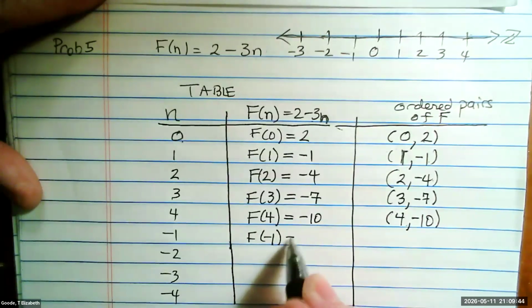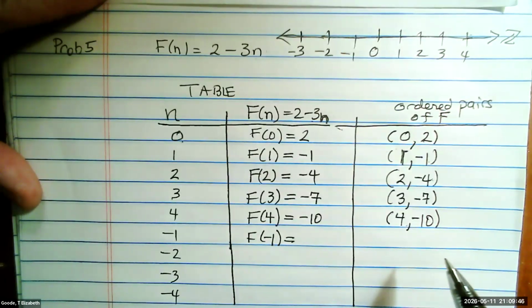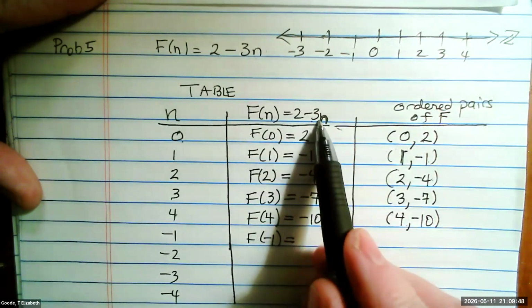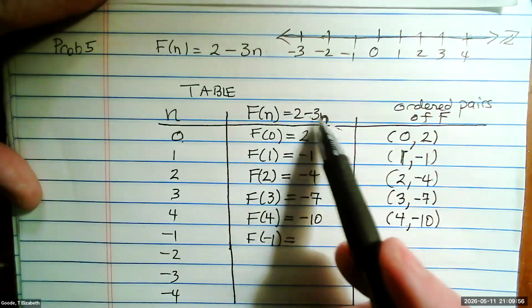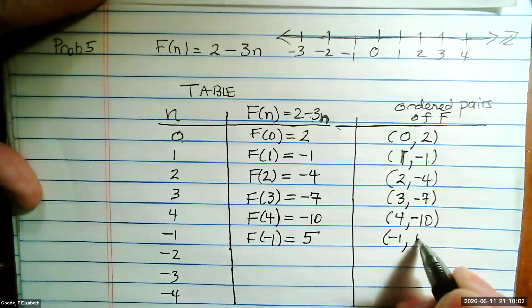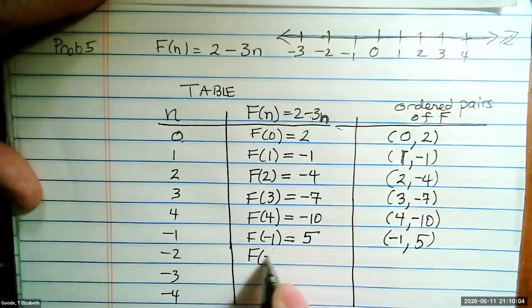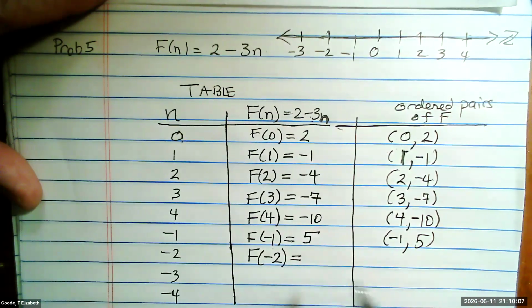They're jumping. All right, what's f of -1? So -3 times -1 is +3. 2 plus 3 is 5. Yep, we're going the other way now. What's f of -2? 8.